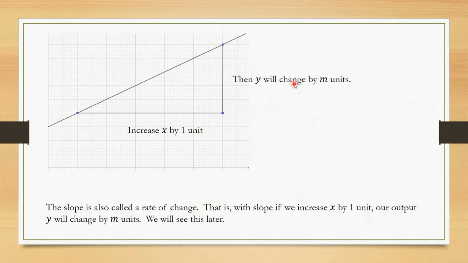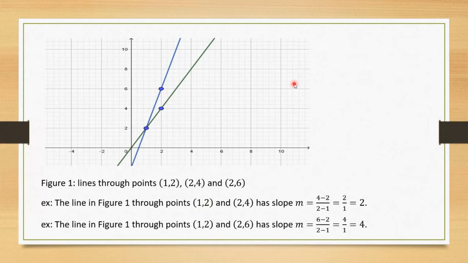Now, here is another example. Basically, we have these lines here, and we have these 3 points. If you were to calculate the slope of the line through these points, 1, 2, and 2, 4, you would get change in y over corresponding change in x. You want 4 and 2 on top of each other, and 2 and 1 on top of each other. You have 4 minus 2 over 2 minus 1. Here you get 2. So this is the slope, 2.